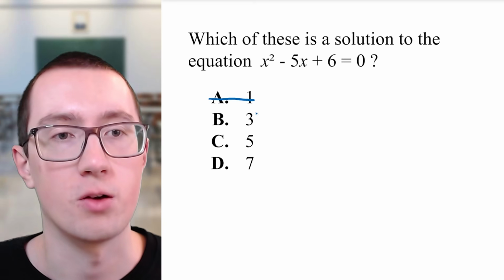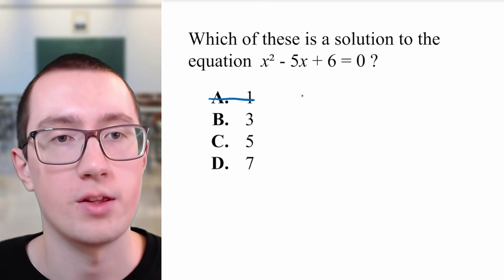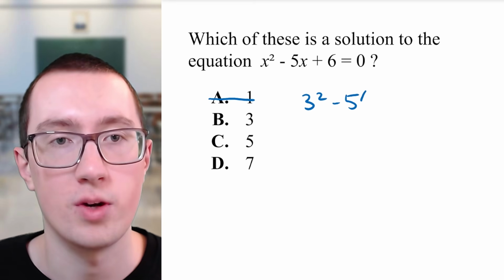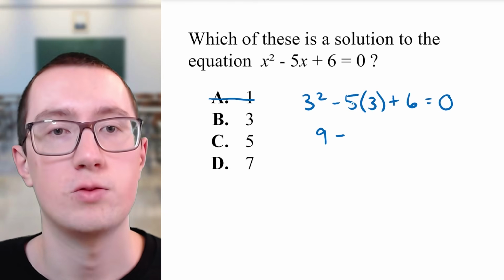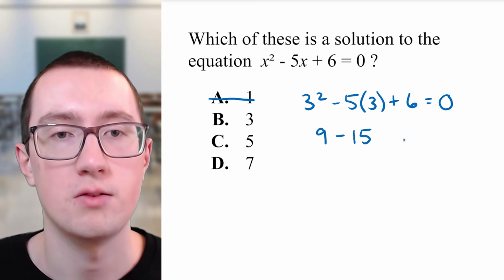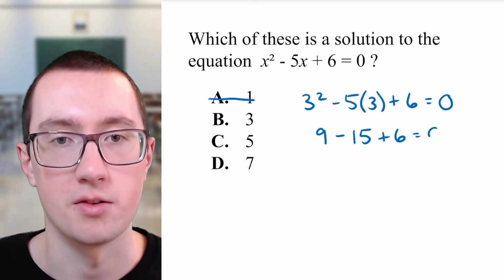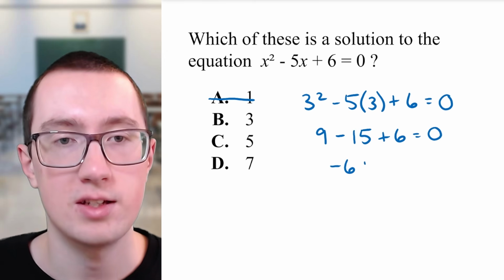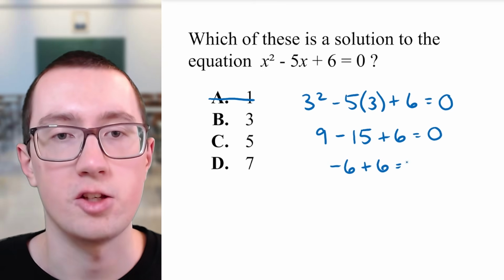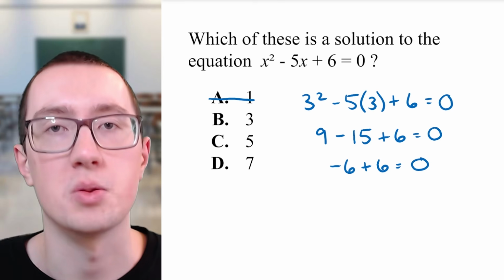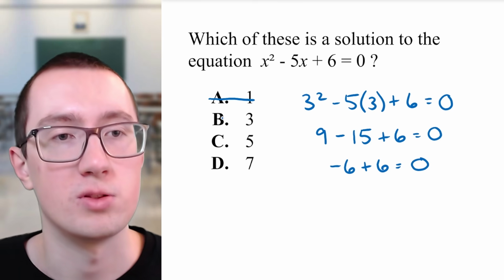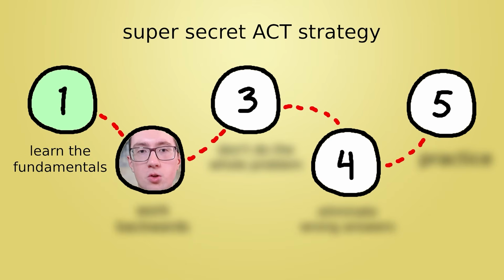Let's try B now, which is 3. So if I plug in 3 for x in this equation, then we get 3 squared, 3 times 3 is 9, minus 5 times 3, which is 15, plus 6 equals 0. 9 minus 15 is negative 6, and negative 6 plus 6 equals 0. So we didn't even solve this problem the way we were supposed to, but by working backwards, we figured out that the answer is B, 3. So sometimes instead of actually answering the question, you can just work backwards to figure out what the answer is.